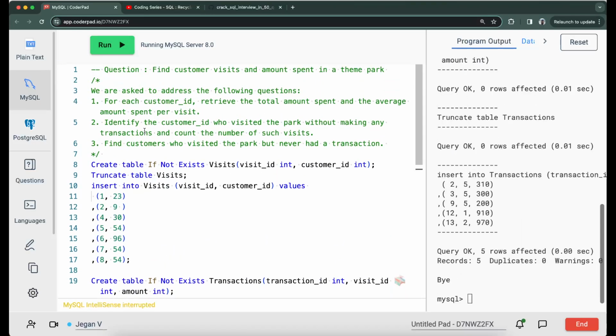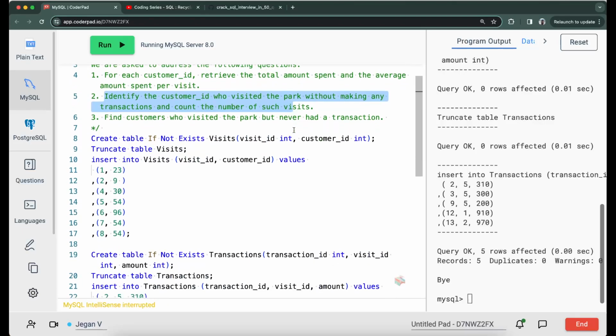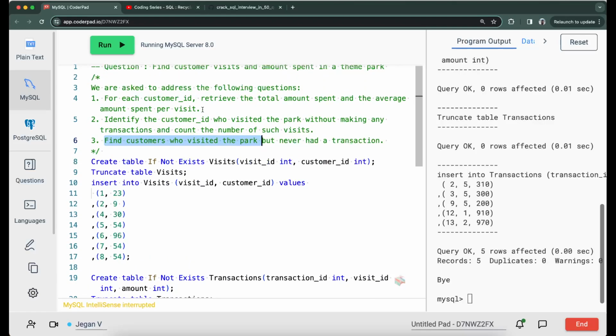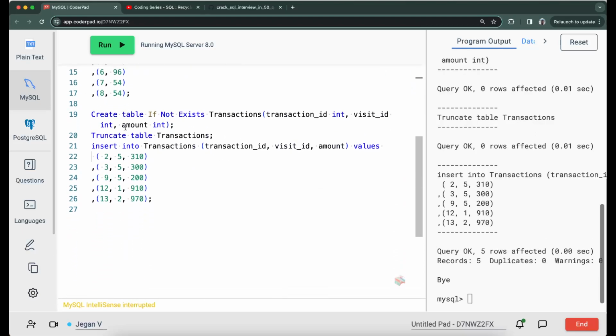Okay, we are asked to find 3 different things. The first one is, for each customer ID, retrieve the total amount spent and the average amount spent per visit. Second one is, identify the customers who visited the park without making any transaction and count the number of such visits. Third one is, find the customers who visited the park but never had a transaction. Okay, let's start with the first question.